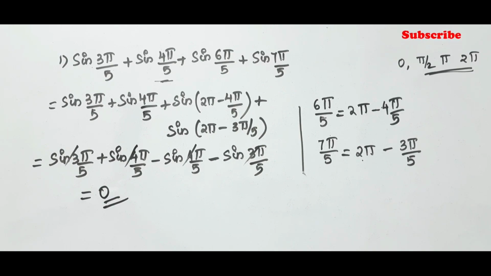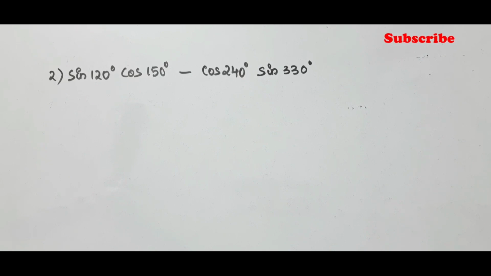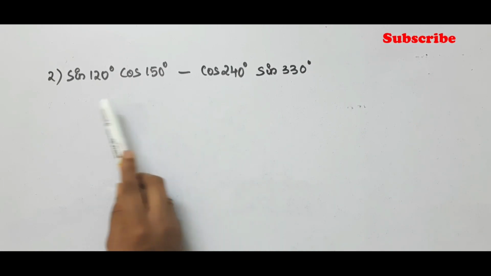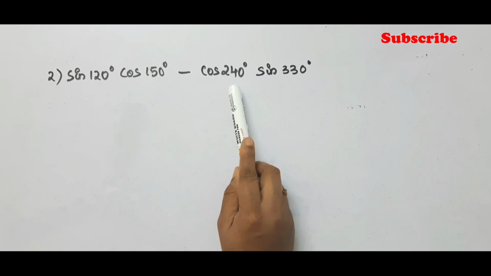Okay. Now let us see the next problem. Second problem. Sine of 120 degrees, cos of 150 degrees minus cos of 240 degrees, sine of 330 degrees. When you see a problem of this type, that is, when you see the product of sine and cosine, it is not that you have to apply the transformation formula, because here we cannot apply it, because the angles are different. Here 120, 150. Here it is 240.